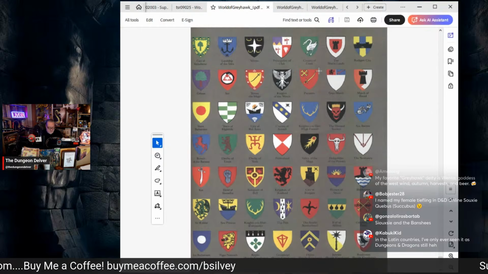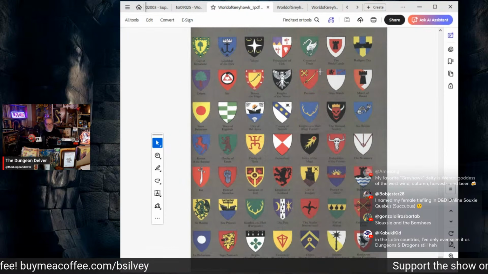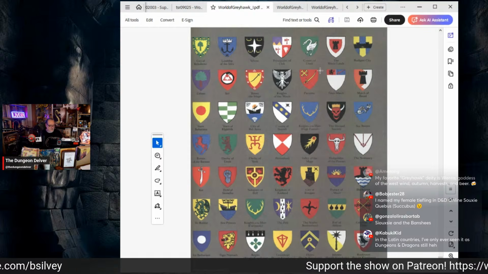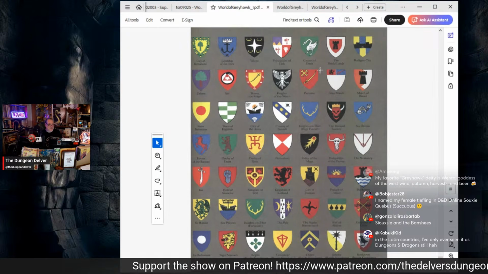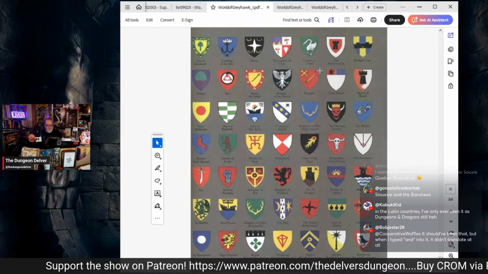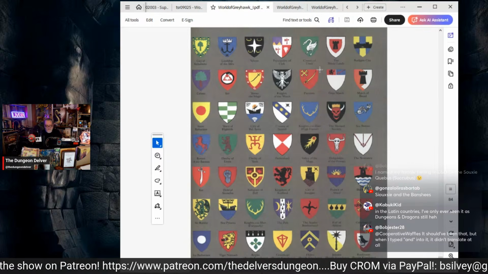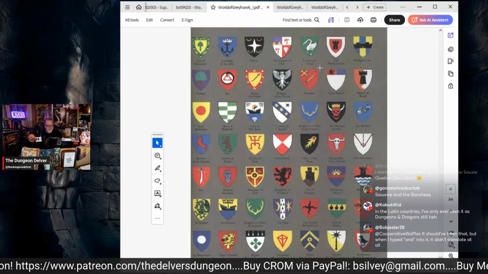Only ever seen it as dungeons. Yeah, I mean, that's one of those things, like, I mean, I guess, like, I don't know, in Mexico they just say Star Trek, like Coca-Cola.